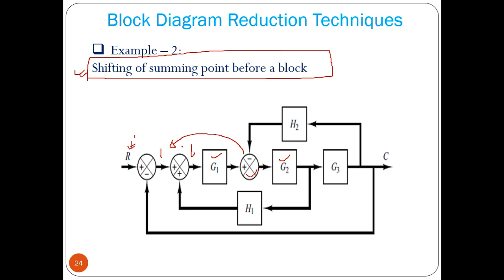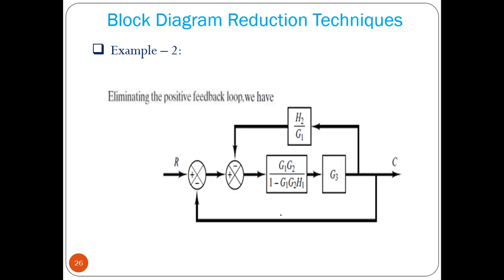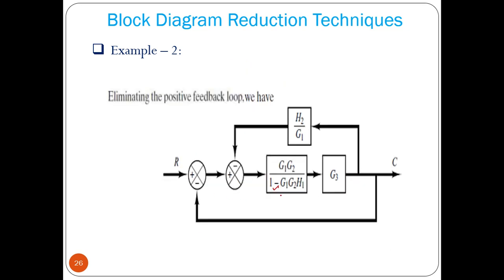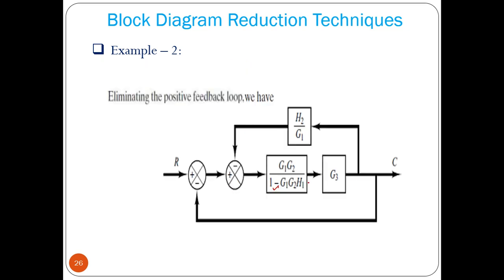If you shift this summing point, in this path we have to insert a block whose value should be 1 by G1. So H2 by G1 is the block now. These two come in series, and that comes in a parallel, feedback loop with positive feedback with H1. That's why in this formula we have minus: G1 G2 divided by 1 minus G1 G2 into H1. Now that comes in series with G3, so we can multiply that.